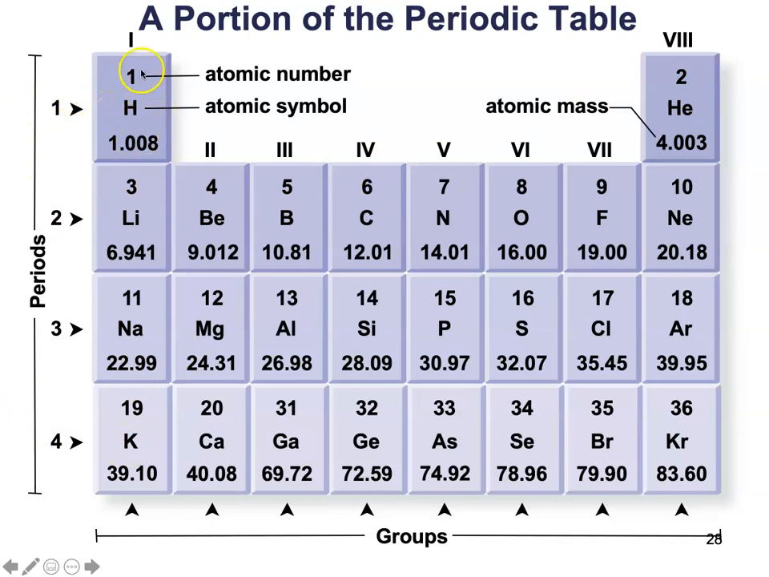Atomic number is going to be found right up here above the atomic symbol. The atomic mass is going to be found just below. So the atomic number for hydrogen is 1, meaning that there is 1 proton found in the nucleus of a hydrogen atom. Helium has 2 protons, so it's found over here. Lithium has 3, beryllium 4, boron 5, carbon 6, and so on across the periodic table.